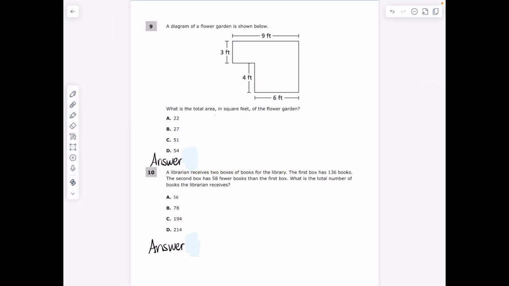Let's start the reveal for 9 and 10. For 9, you have C, and for 10, you have D. So as always, move forward if you have those two answers. If not, stay right here.